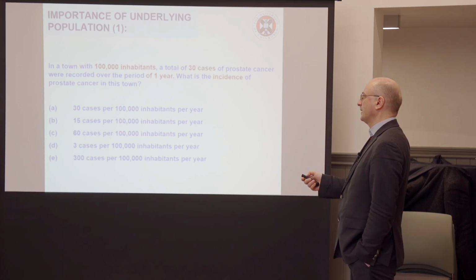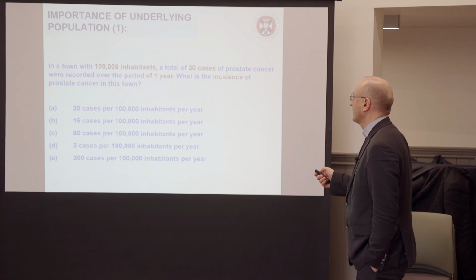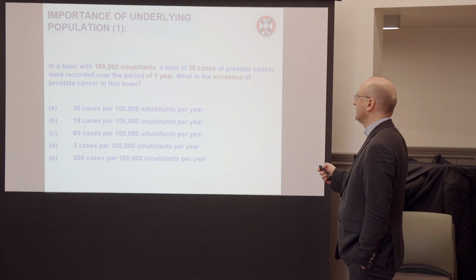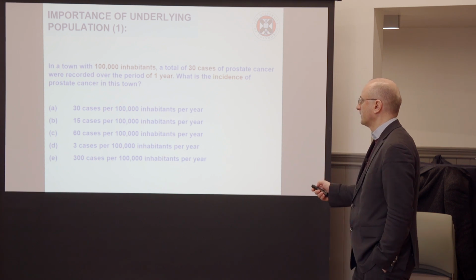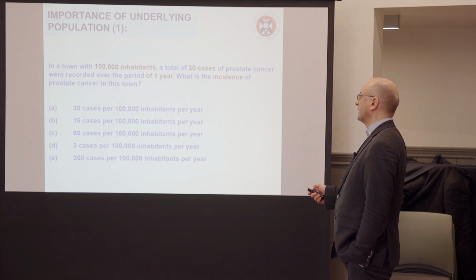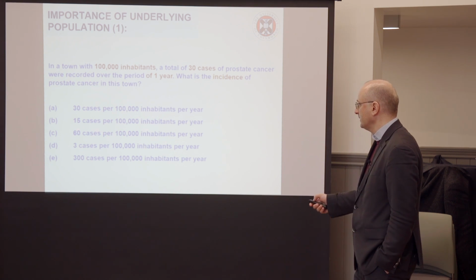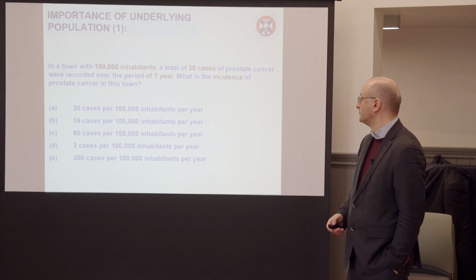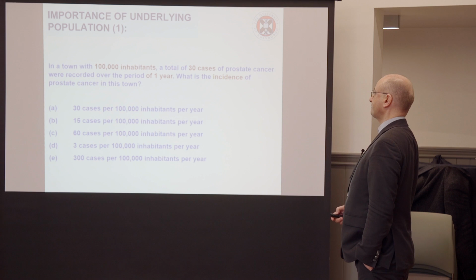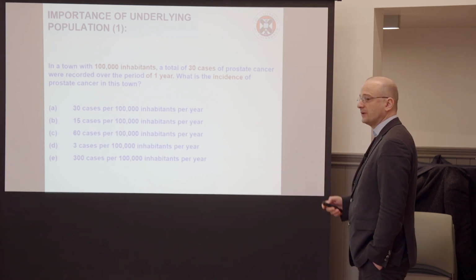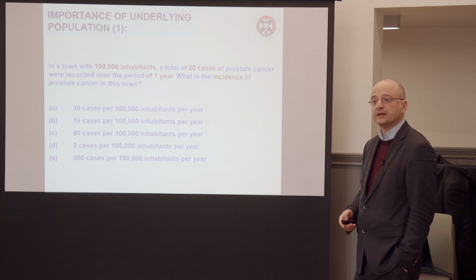If in a town of 100,000 inhabitants you have 30 cases of prostate cancer over 1 year, what is the incidence of prostate cancer in this town? Is it 30 cases per 100,000 inhabitants per year, 15, 60, 3, or 300? What would you say? 30 per 100,000 per 1 year. So what would you say?